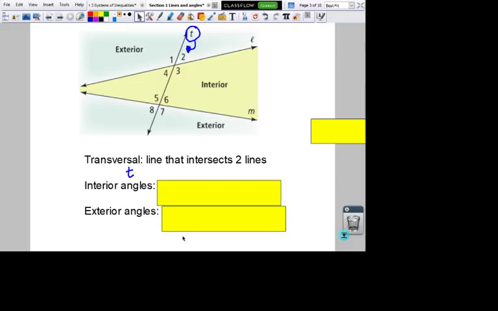And then we have a couple different kinds of angles that we're going to work with. Interior angles are angles between lines. They're between two lines. So for example, interior angles are between line L and M. 4 is interior because it's in between these two lines. 3 is interior. 5 and 6 are interior. So 4, 3, 5, and 6 are interior angles because they are on the inside.